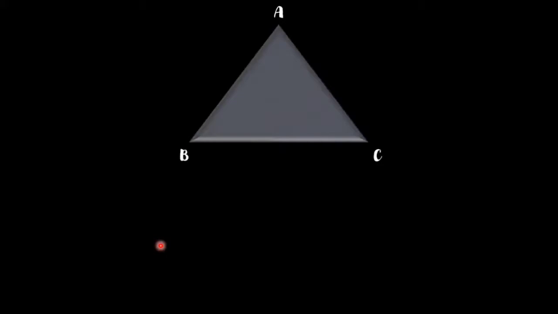Now we'll see the different concepts of a triangle. Here is a triangle and I have named it A, B and C. So A, B and C are three points, or I can say three vertices of a triangle. And I can name the triangle by its vertices only. So I can name it as triangle ABC.